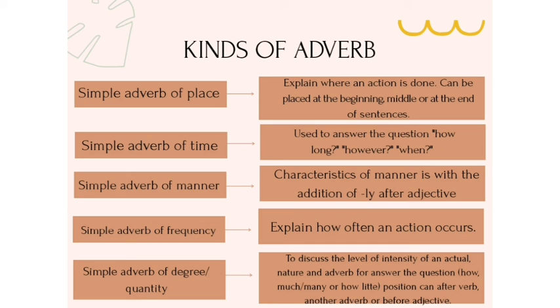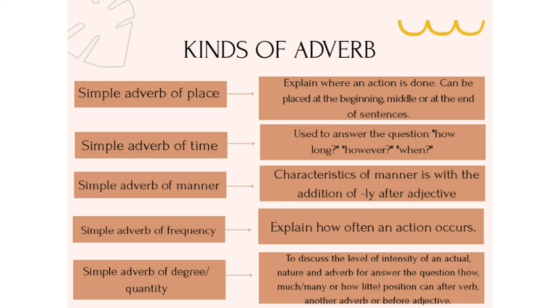The third is simple adverb of manner, to show how an action is done or something happens. The characteristic of manner is the addition of ly after an adjective, such as beautiful, beautifully, kind, kindly. And the fourth is simple adverb of frequency, to explain how often an action occurs. Several words belong to frequency: rarely, often, always, sometimes, usually, or never.